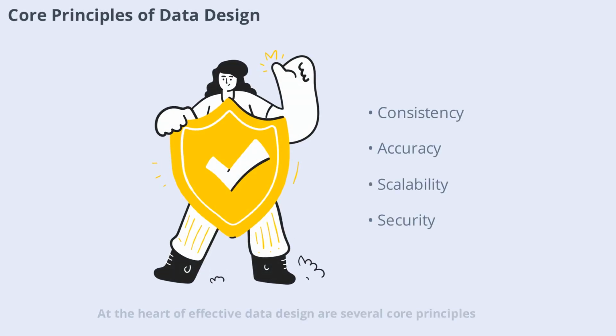The heart of effective data design is several core principles. These include consistency, accuracy, scalability, and security. Consistency ensures that data is uniform across all systems. Accuracy means the data truly reflects reality. Scalability allows your data system to grow with your needs, and security protects sensitive information from unauthorized access. By following these principles, you lay a strong foundation for any data-driven project.